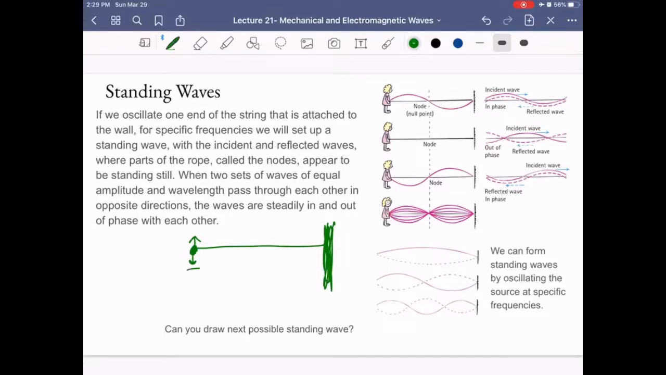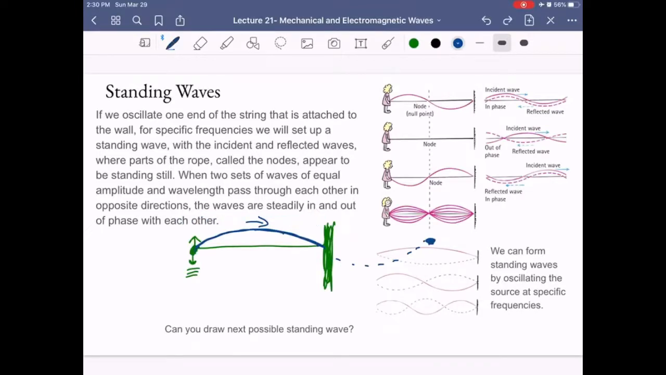But if I happen to oscillate this to make a wave with a certain frequency, called, for example, the fundamental frequency, I will be able to make a standing wave, and it will look something like this. So this wave that's going forward will have a wavelength which would be exactly half of the total wave, because if I carry on, this will be the total wave. So this distance would be half the wavelength.